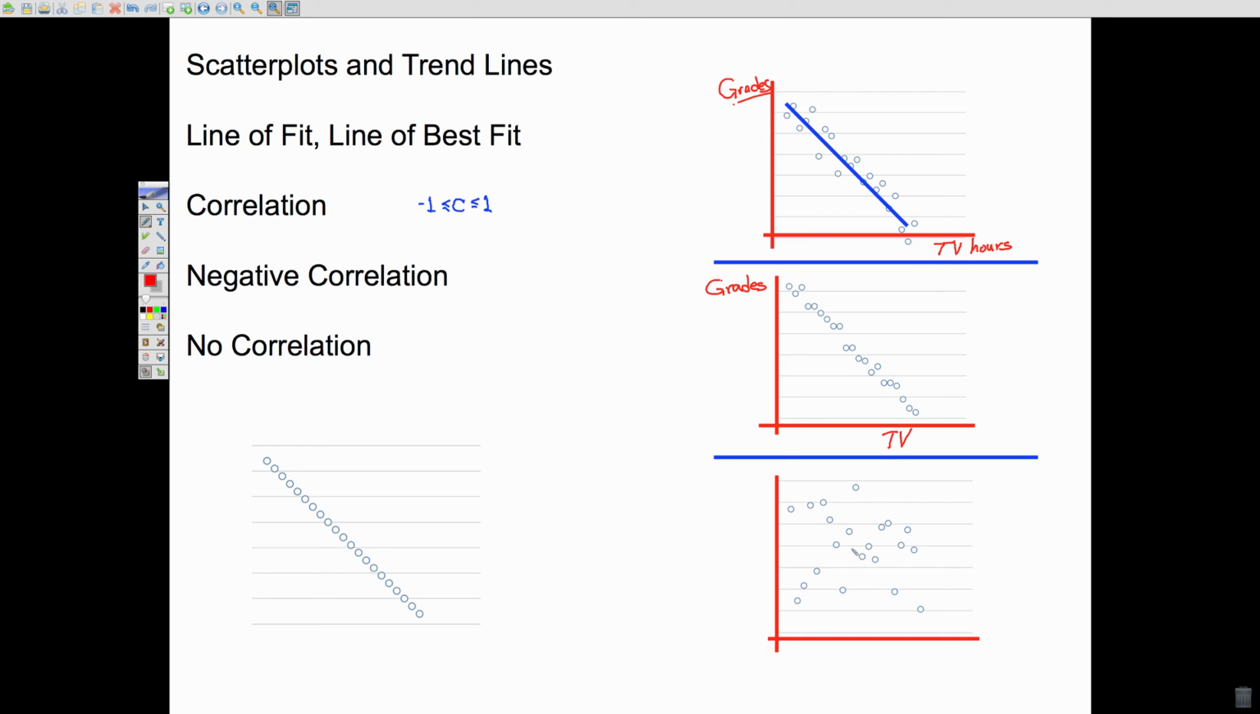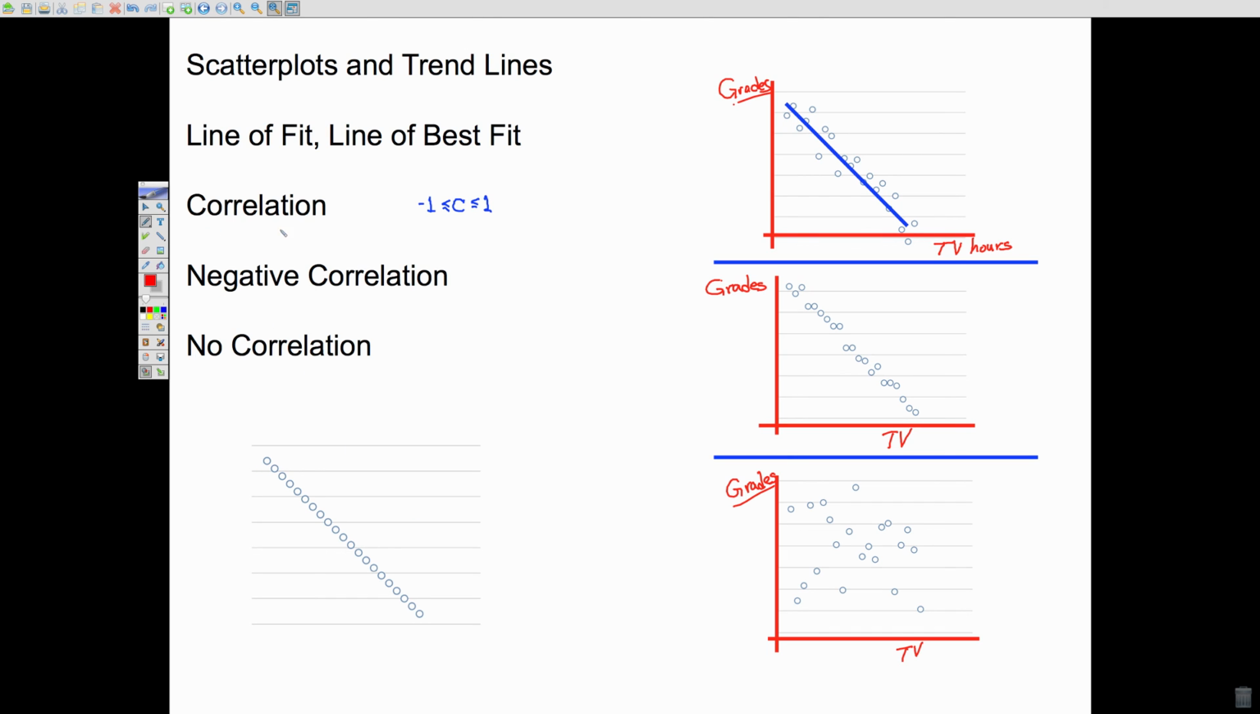And then this last graph of television versus grades really looks like there's no correlation. People who watched little TV got high grades and low grades, and students who watched a lot of TV got some high grades and low grades.